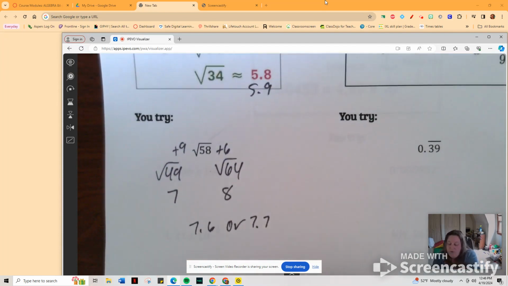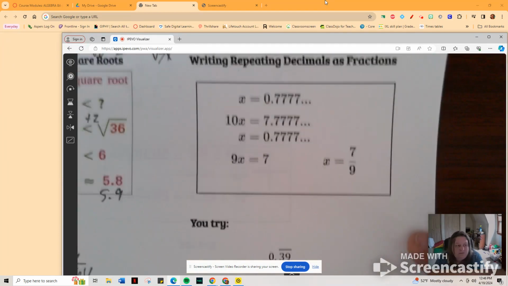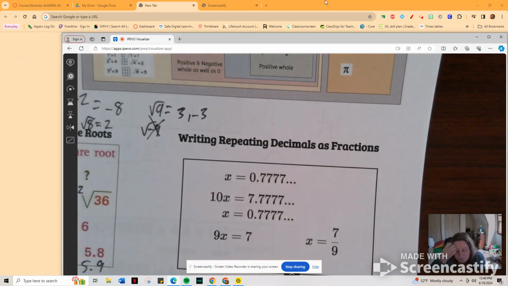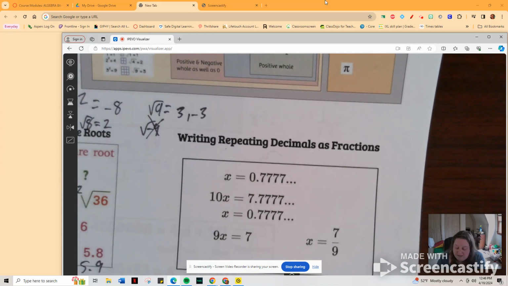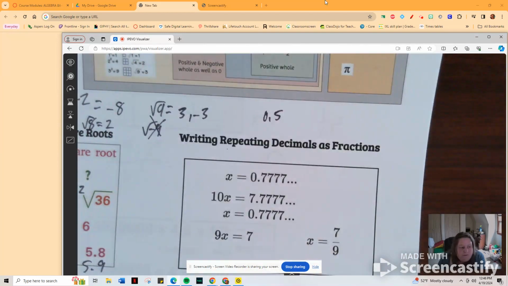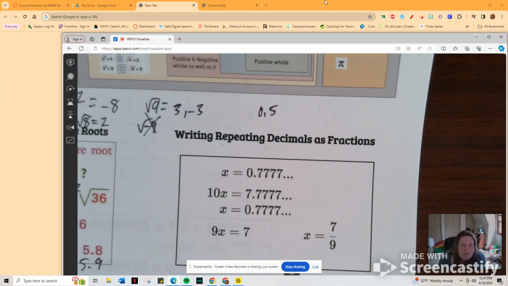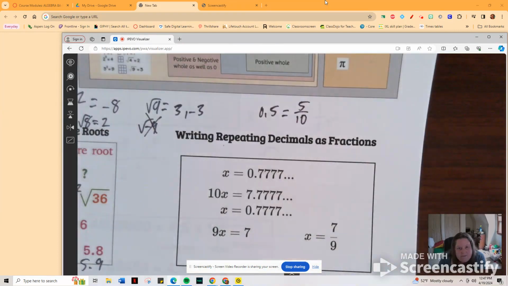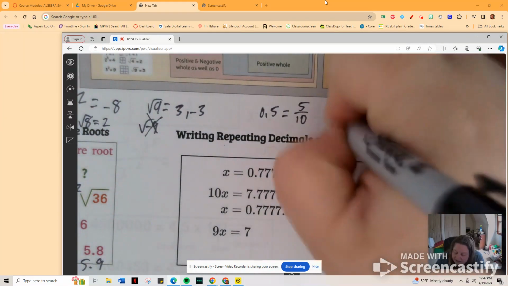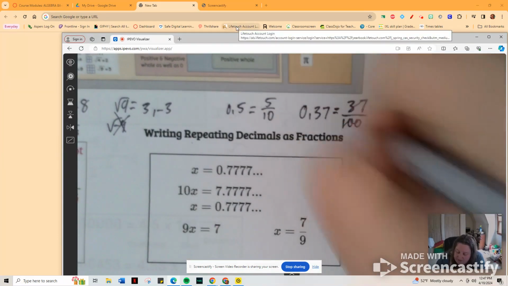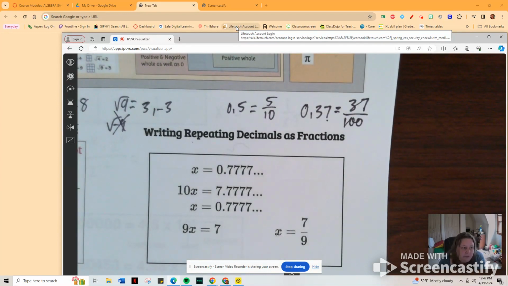Okay. All right, so now we're going to move on to writing repeating decimals as fractions. So we've been writing decimals as fractions, fractions as decimals for a long time, but what we haven't done is repeating decimals as fractions. So just taking a step back here, let's say I had the decimal 0.5. So when we see a decimal, we read it as we write it. So I would read this as 5/10 because the 5, which is the last digit, is in the tenths place. If I had 0.37, I could read this as 37 hundredths because the decimal ends in the hundredths place.